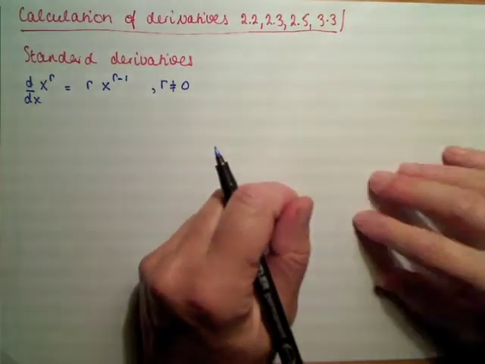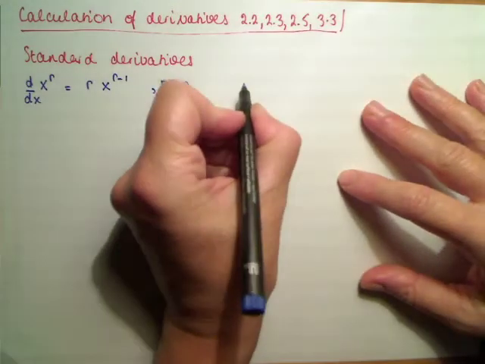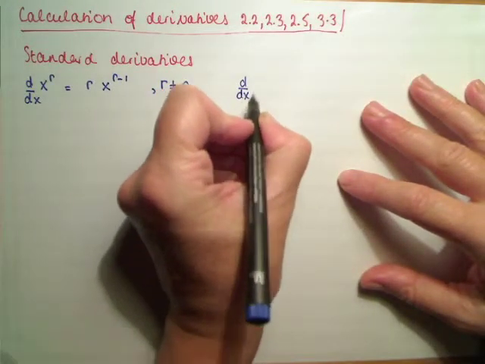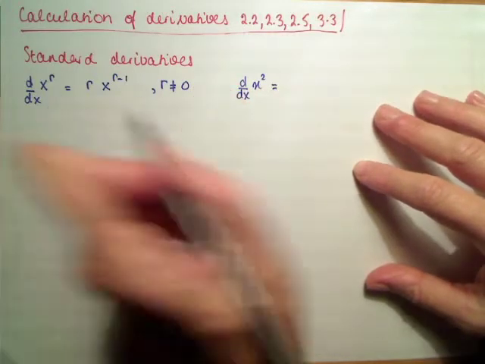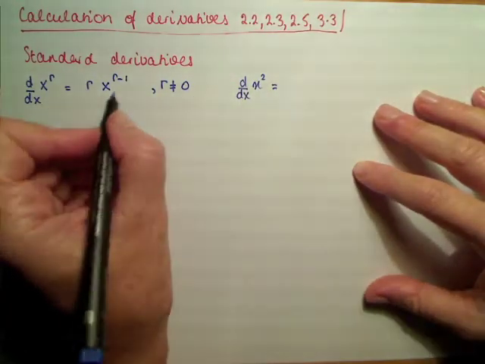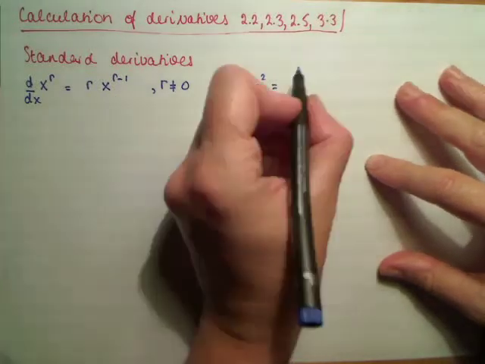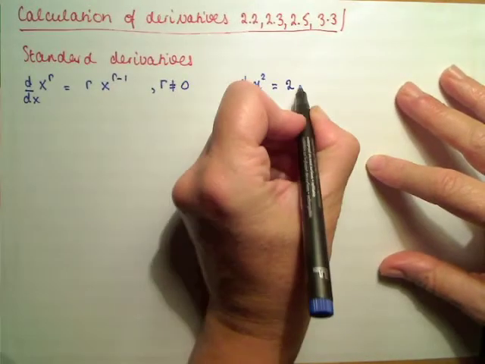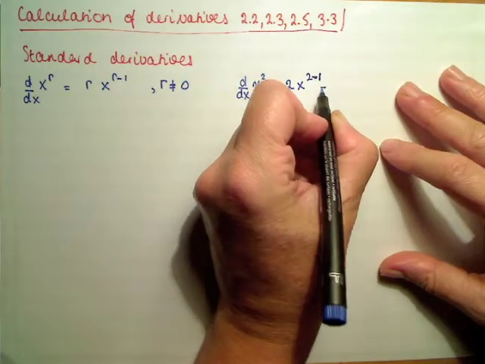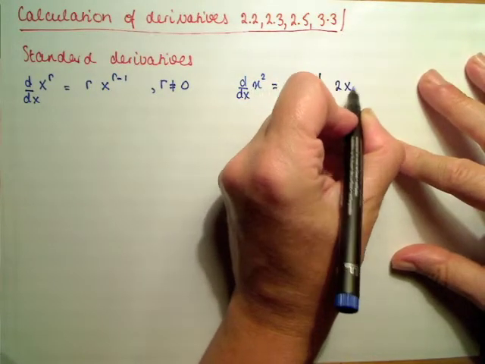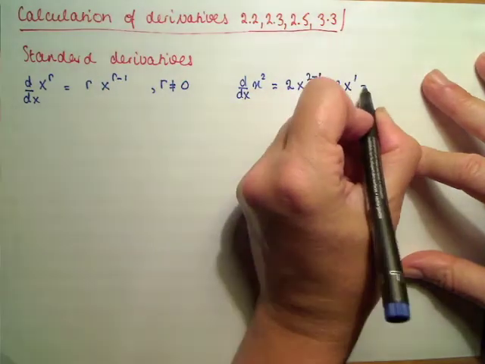Well, we already saw a small example because we computed the derivative of x squared and we know that it is 2x. Now, do we get the same result if we apply this rule straightforwardly? Yes, because 2 comes in front, the power goes down by 1, and 2 minus 1 is equal to 1, and x to the power 1 is equal to x.